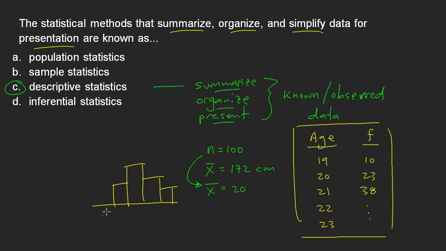So if you create a graph where here are your 19-year-olds and your 20-year-olds and 21 and so on, you're simply organizing and presenting the information in a different way, in a graphical way, more of a visual method of showing the viewer what your findings are. So that is what's happening in this question.